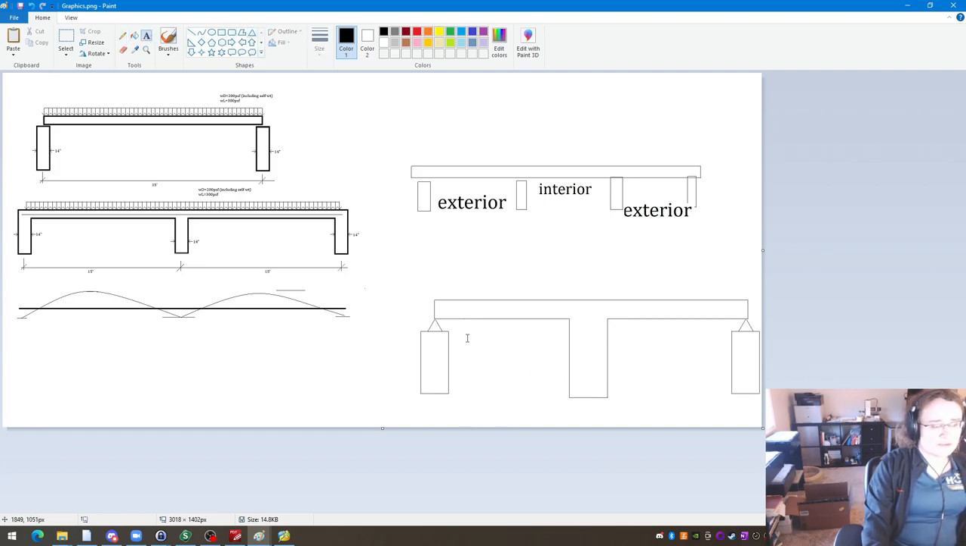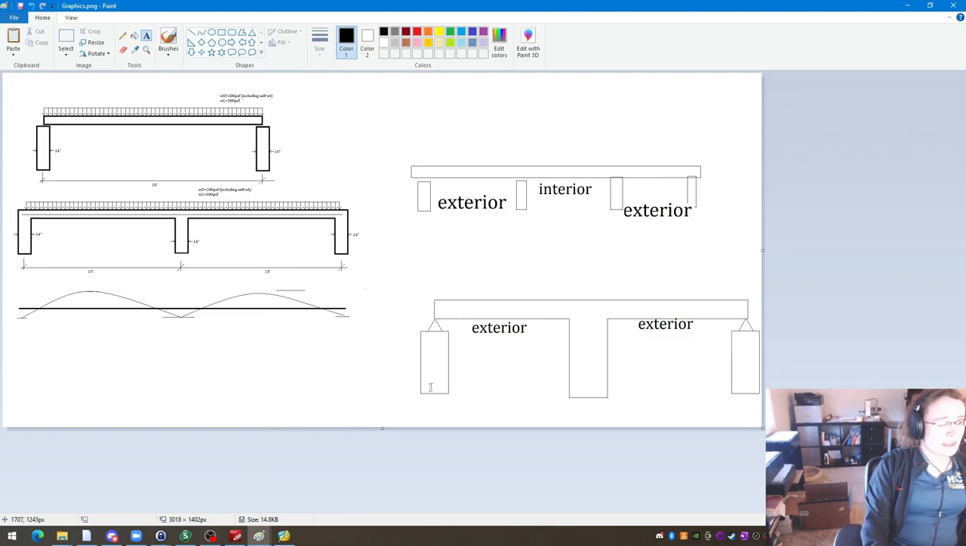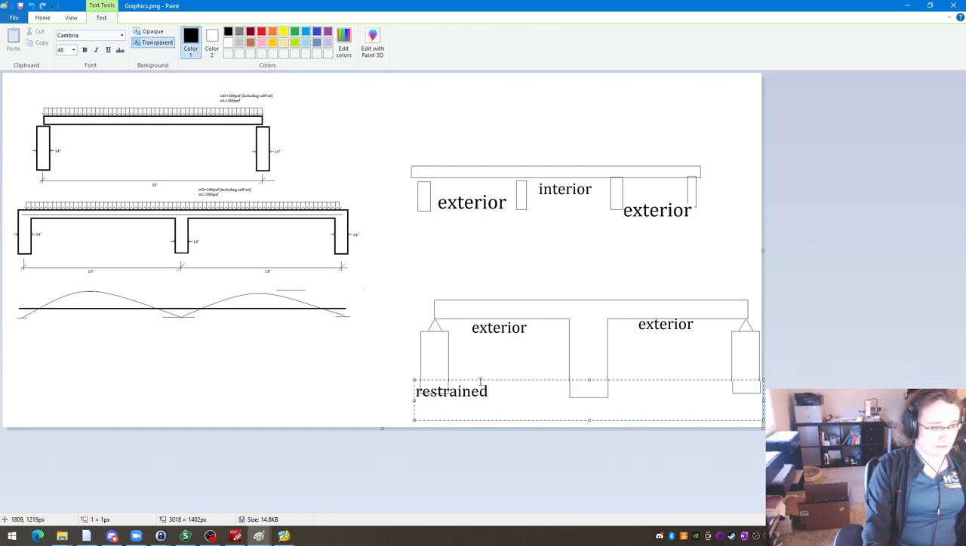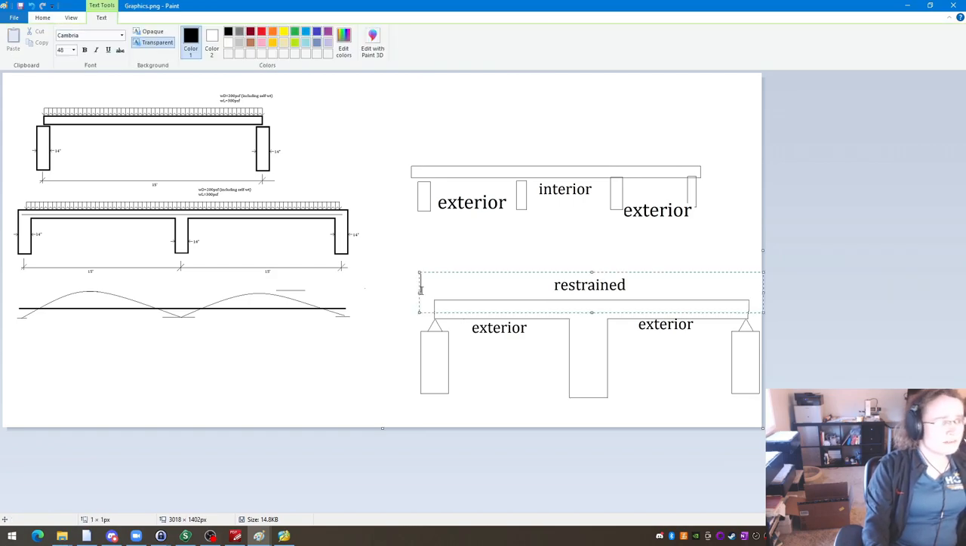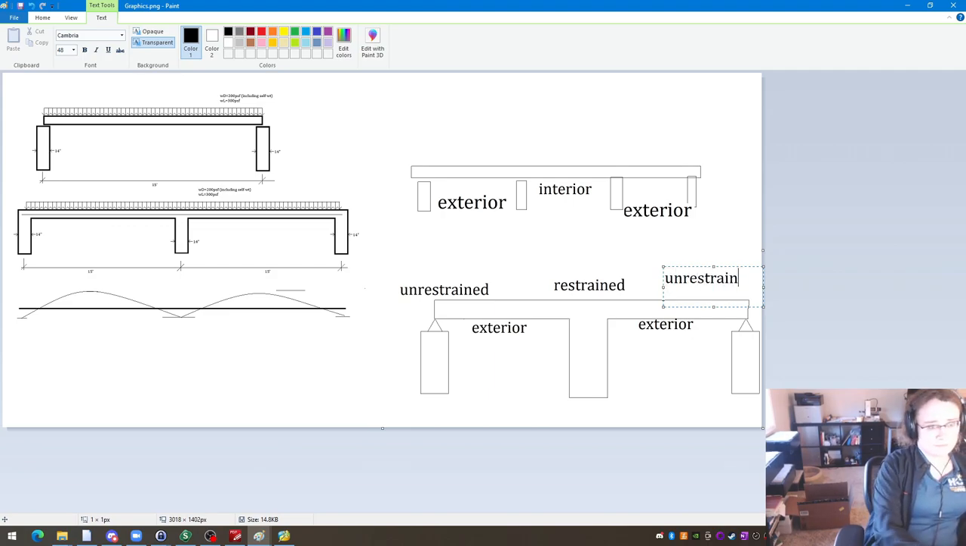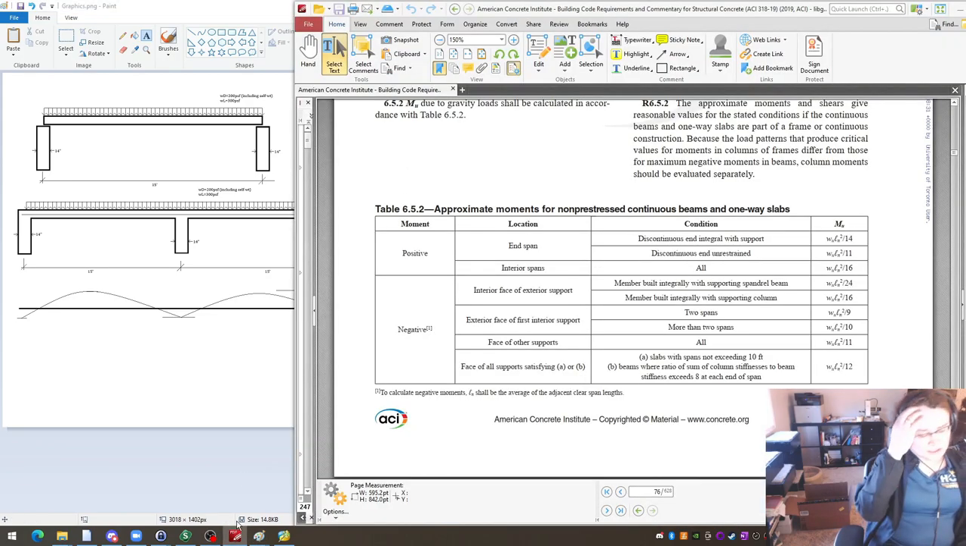These would both be exterior spans in this example, because we simply don't have an interior span, we just have two. However, this would be unrestrained on this end. Move that over there. This would be unrestrained and unrestrained. Unrestrained in this context refers to a restraint of rotation. A rigid support will not allow the element to rotate at that connection, while a pin support or a roller support will. Okay, so let's see what applies here.